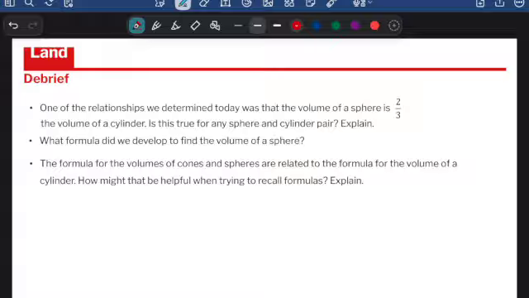What formula did we develop to find the volume of the sphere? Well, you can look back early in the video how we figured it out. But the volume of a sphere is equal to 4/3 times pi times radius cubed. After we simplified the 2/3 times the volume of a cylinder, which was pi r squared times the height. The formula for the volumes of cones and spheres are related to the formula for the volume of a cylinder, as in the previous lesson. That's why we were multiplying by 1/3.